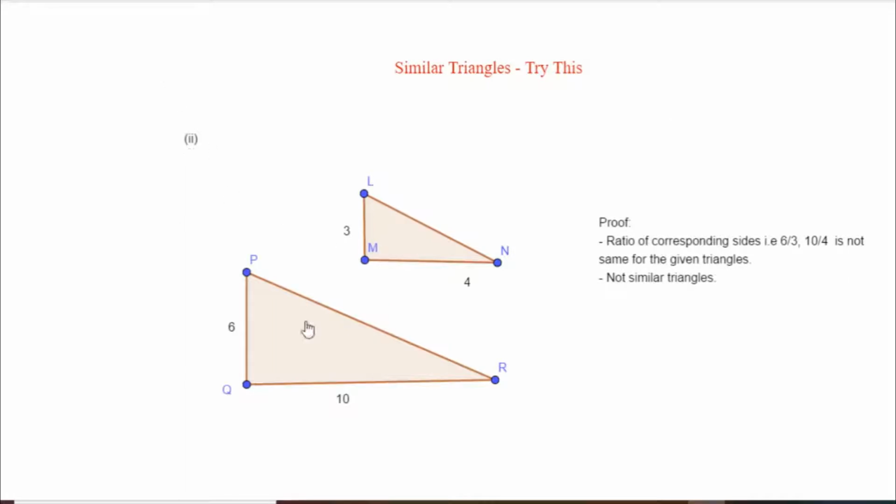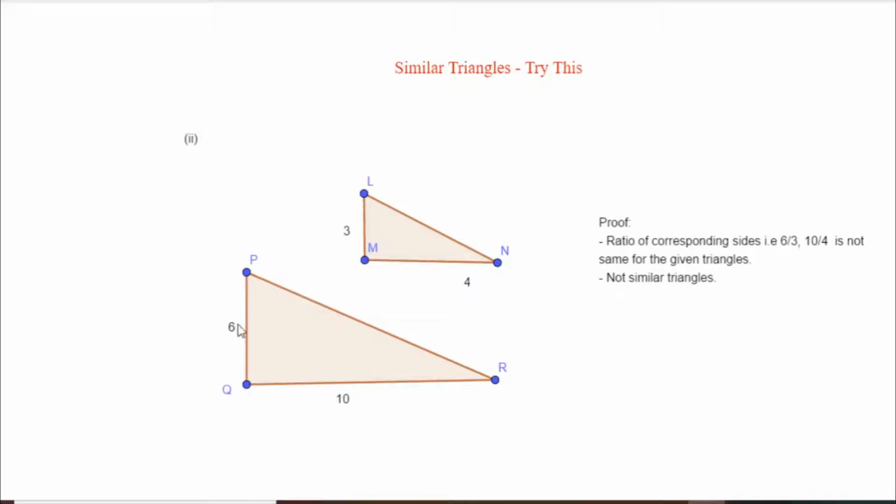Question number 2. Here, no angles are given for both the triangles, though it appears that PQ and LM are perpendicular to their bases. We cannot assume because it is not explicitly mentioned in the problem. So we can find the similarity of these triangles only using side lengths. So if you take the ratio of corresponding sides in both the triangles, PQ is the shortest side and LM is the shortest side in their respective triangles.